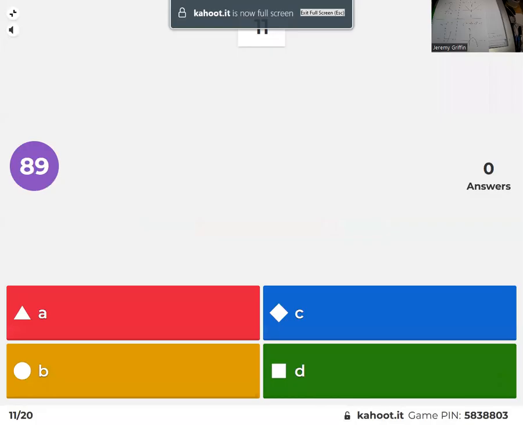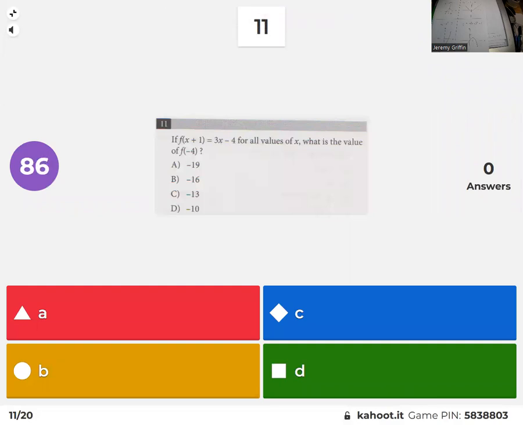Number 11. Oh, it's a little tricky. If f of x plus 1 is 3x minus 4, then what is the value of f of negative 4? Here's a hint. What would x have to be so that x plus 1 is negative 4? What would x itself have to be? And it's not negative 4, it's what? I would try that.